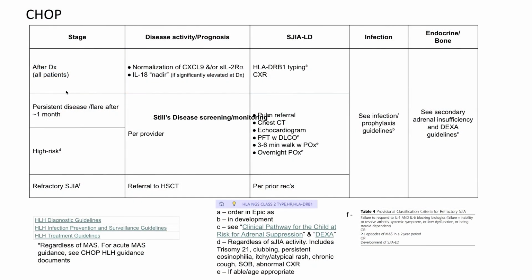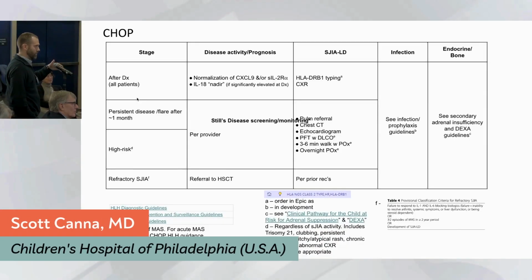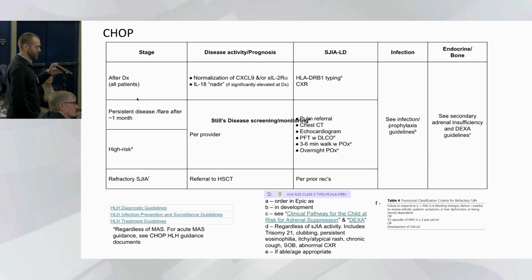This is not as detailed as others. It's really just more about screening and monitoring, and it's not just lung disease. So nothing about treatment here, just at diagnosis, pretty much for all patients, we want to follow their normalization of T-cell activation markers, whether CXCL9 or soluble IL-2. We do try to look for this IL-18 nadir. We do try to get HLA-DRB1 typing. It's easier to do inpatient than outpatient. And we get a baseline chest X-ray on everybody.